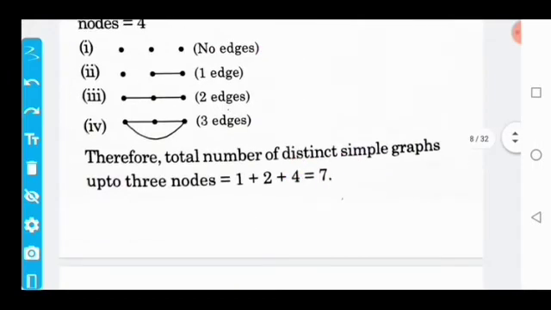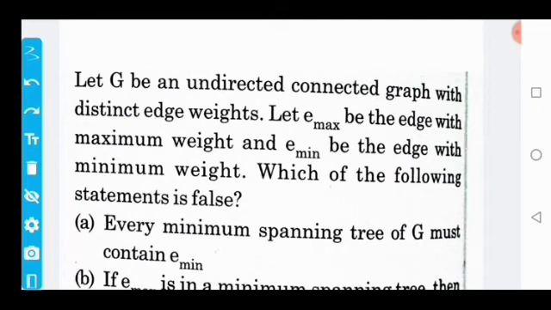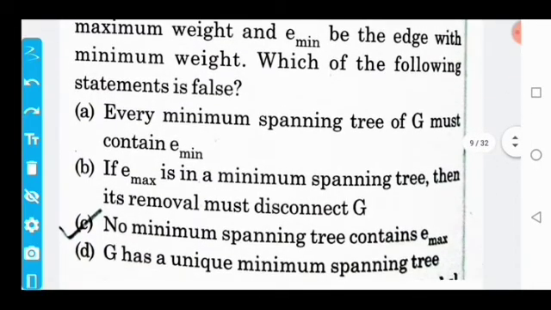Now come to the next question. Let G be an undirected connected graph with distinct edge weights. Let E max be the edge with maximum weight and E min be the edge with minimum weight. Which of the following statements is false? There are 4 options. Option A, every minimum spanning tree of G must contain E min. Option B, if E max is in the minimum spanning tree, then its removal must disconnect G. Option C, no minimum spanning tree contains E max. And option D, G has a unique minimum spanning tree.